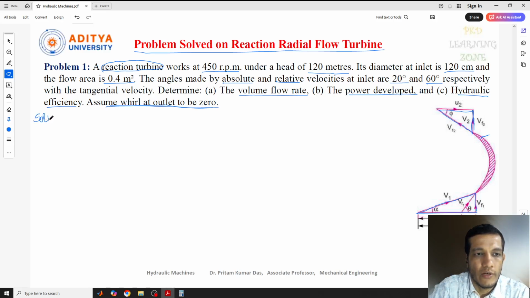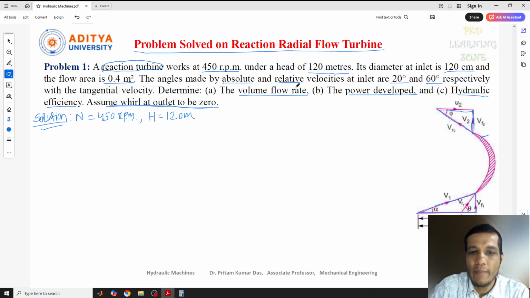So the solution: first, we'll say what data are given in this question. If you see in the first line itself, the turbine speed is given. That means N is given, 450 rpm, and under a head, so H is given, 120 meter, in the first line itself.